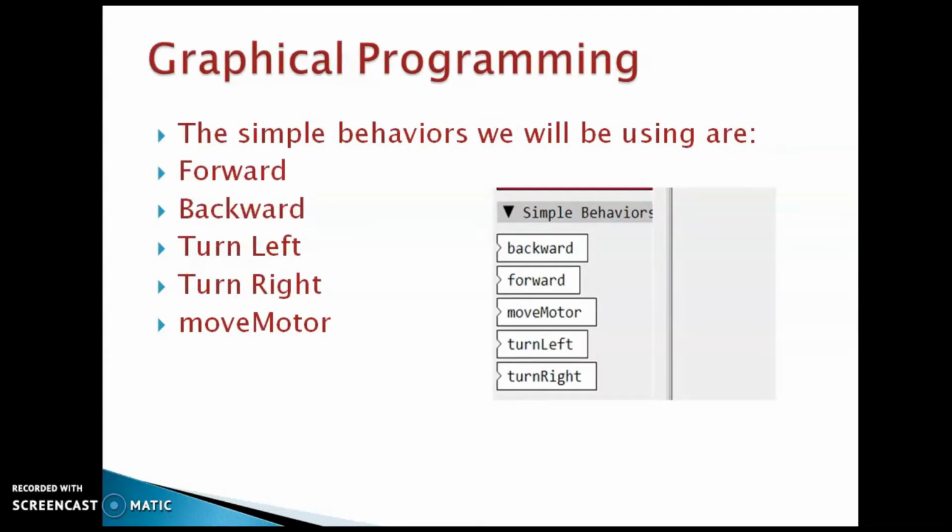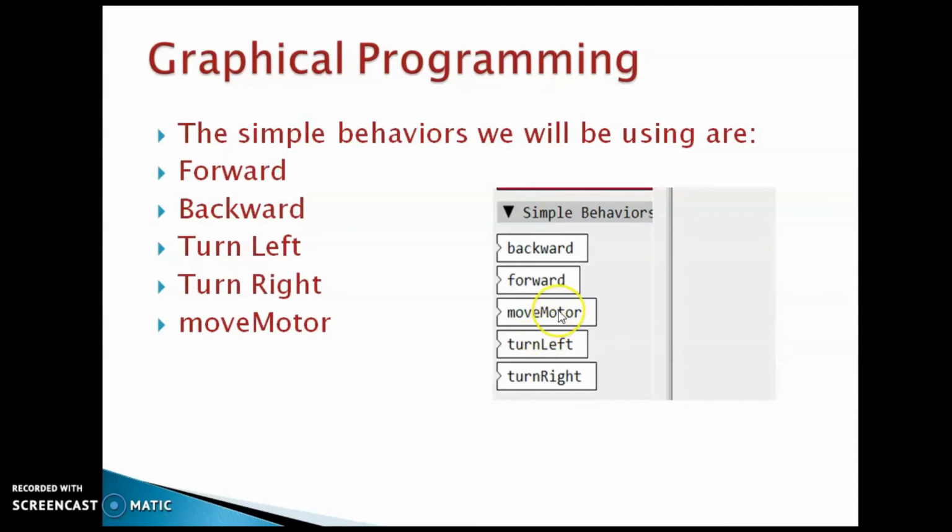Graphical programming. The simple behaviors we will be using are forward, backward, turn left, turn right, and move motor. This is what the actual programming interface will look like. On the simple behaviors, as I'm going to show you in the programming interface, if you want the robot to move backwards, you just drag and drop backwards into the programming interface. If you want the robot to move forward, you just drag and drop the forward command, as I'm going to be showing you.